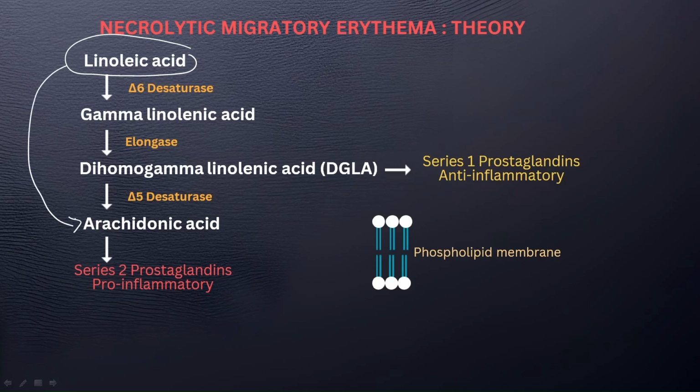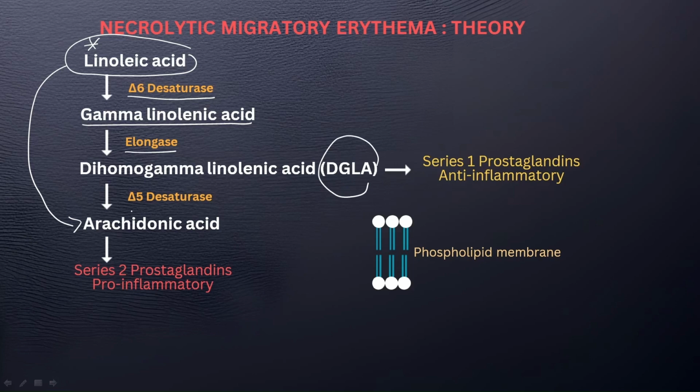Now, how does this occur? So there is the enzyme delta 6 desaturase, which converts this primary precursor omega-6 into gamma-linolenic acid. This is subsequently converted into dihomogamma-linolenic acid, which I would be referring to as DGLA, by the help of the enzyme elongase.